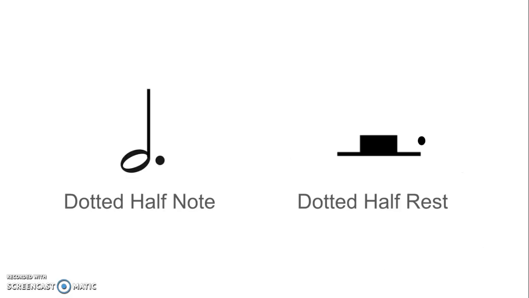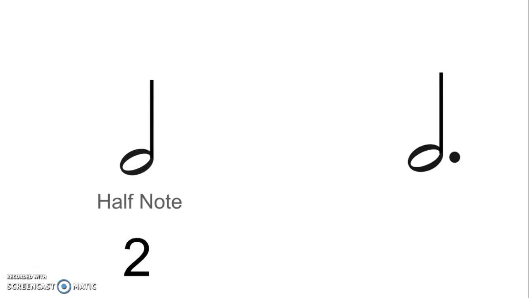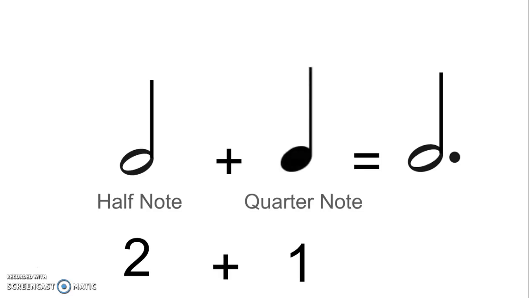Dotted half notes look like half notes with a dot. Dotted half rests are your half hat with a dot. So we take our regular note, which is a half note. Let's say it's worth 2. We add half the value. So 2 divided in half is 1. Half of a half note on our tree breaks down to 2 quarter notes. We add them together, that makes 3.